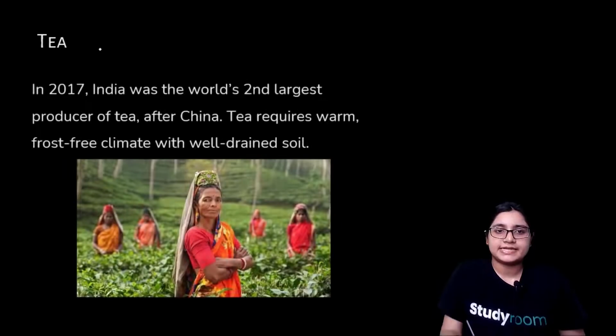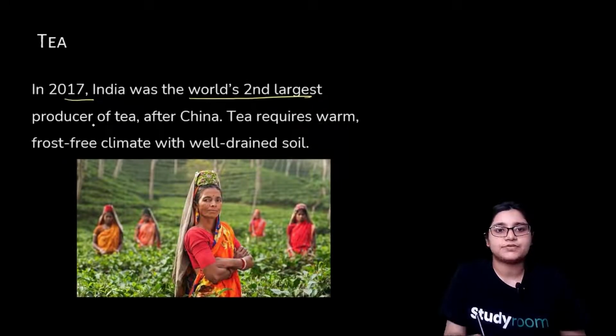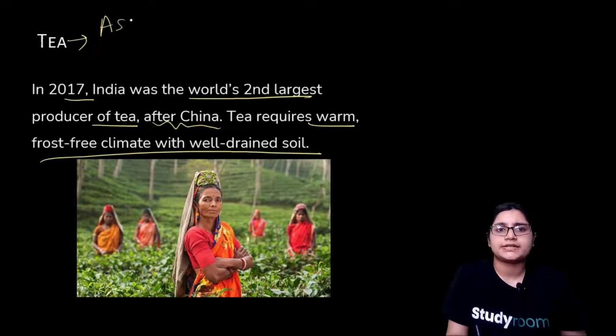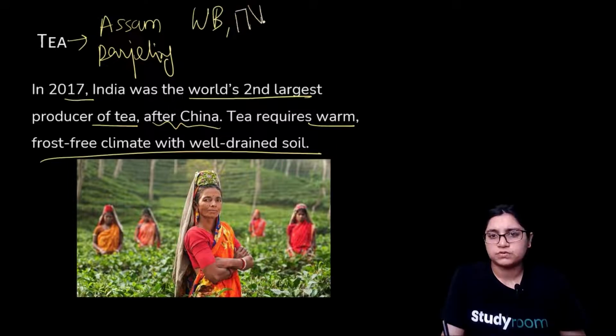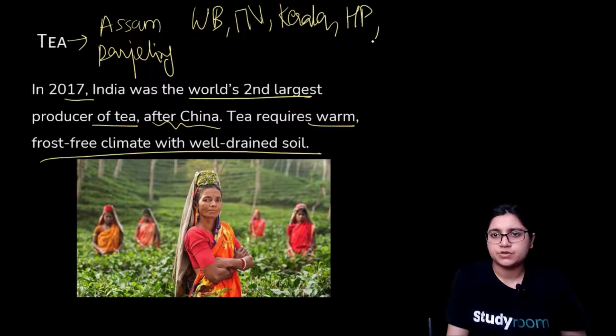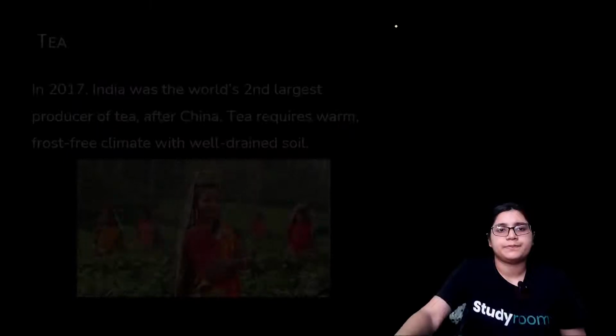So now there is tea. In 2017, India was the world's second largest producer of tea, after China of course. Tea requires warm, frost-free climates with well-drained soil. As you all know, tea is very famous in Assam and Darjeeling. We can also see it in West Bengal, Tamil Nadu, Kerala, Himachal Pradesh, Uttarakhand and others.